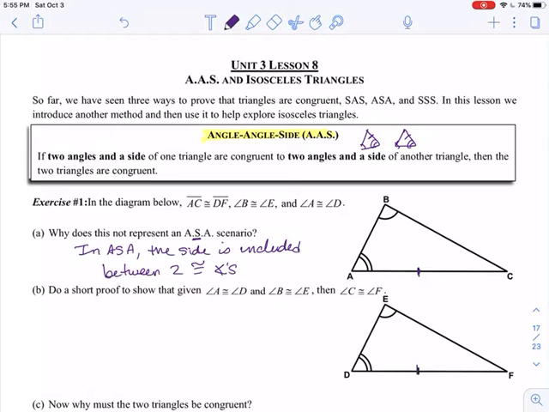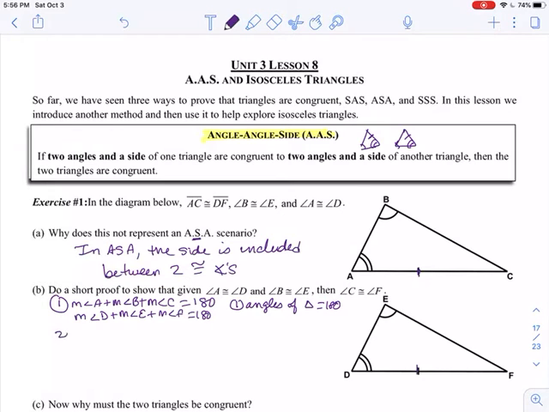But we're going to do a short proof to show that if you're given that angle A is congruent to angle D and angle B is congruent to angle E, then angle C and angle F have to be congruent. Basically, think about what you know about the three angles of a triangle, like the measure of angle A plus the measure of angle B plus the measure of angle C. What does that actually equal? Remember, all three angles of a triangle equal 180 degrees. And the same would be true for triangle DEF. The measure of angle D plus the measure of angle E plus the measure of angle F equals 180. The reason is angles of a triangle equal 180.